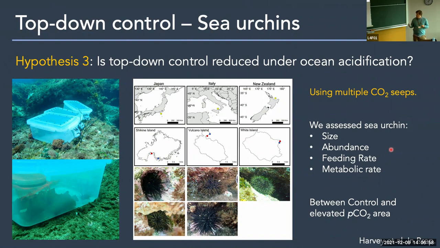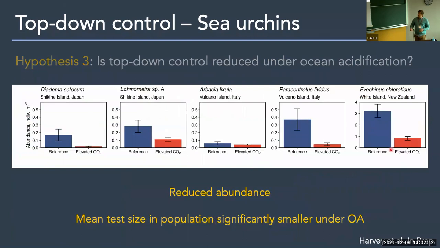We wanted to look at whether the size, abundance, feeding rate, and metabolic rates of the urchins were being affected, to try and get a handle on their role as top-down control. Quite simply, with the abundance, we could see that apart from perhaps the Arbacia from Italy, generally we're seeing this decline in their abundance. Here again, we've got the blue as our reference and the red as our high CO2. So the urchins clearly are negatively impacted by OA, and so we find fewer of them. Whether this is directly or through less habitat, it's difficult to know, but generally they decline.